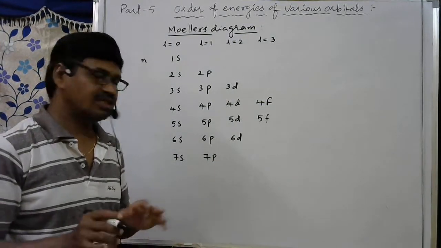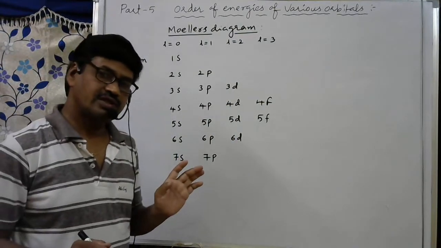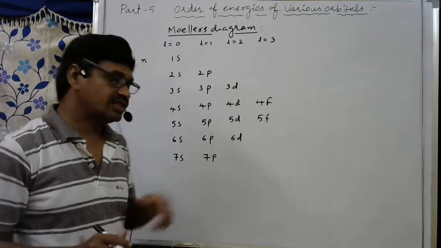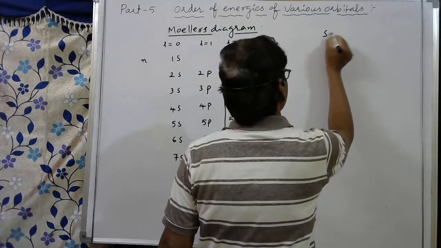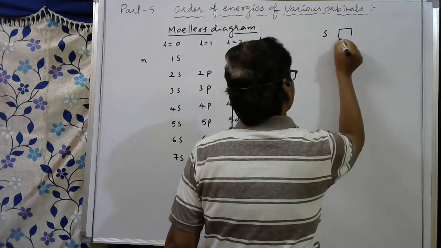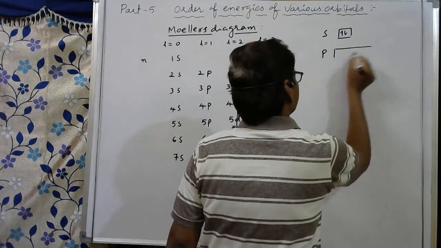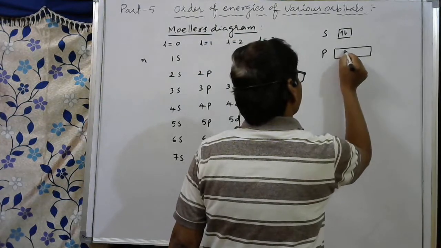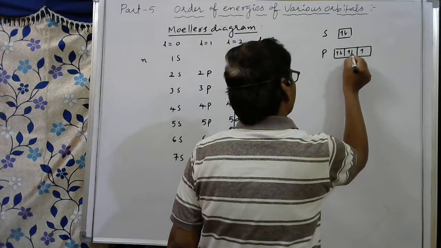If you count here, see, each and every orbital, you know how many electrons it can accommodate. An s orbital has only one box, so it can accommodate only 2 electrons. If it is a p orbital, it can accommodate a maximum of how many electrons? 1, 2, 3, 4, 5, 6.